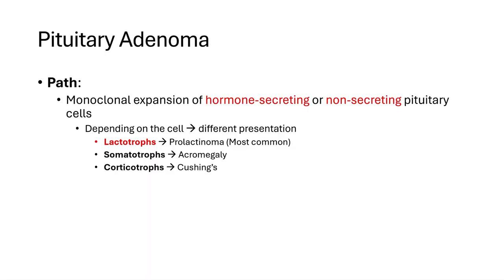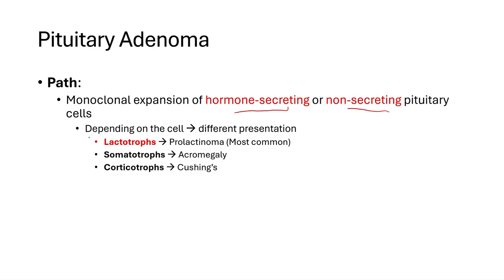And this is associated with monoclonal expansion of hormone-secreting or non-secreting pituitary cells. So these are benign tumors of the anterior pituitary gland caused by monoclonal expansion. And this is due to genetic and signaling pathway disruptions. Depending on the cell, we can get different presentations.